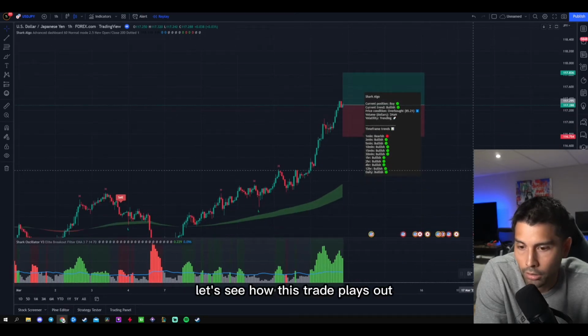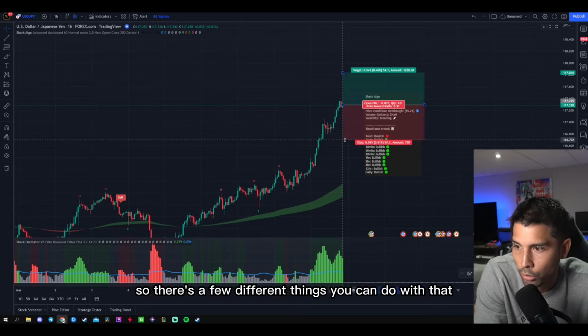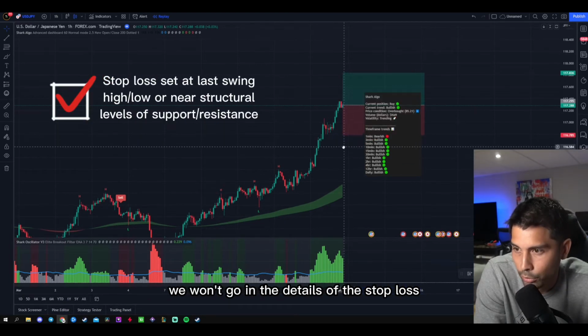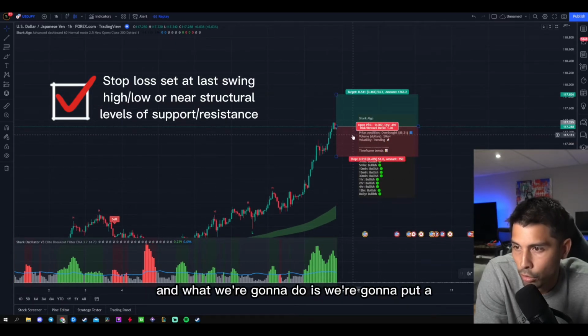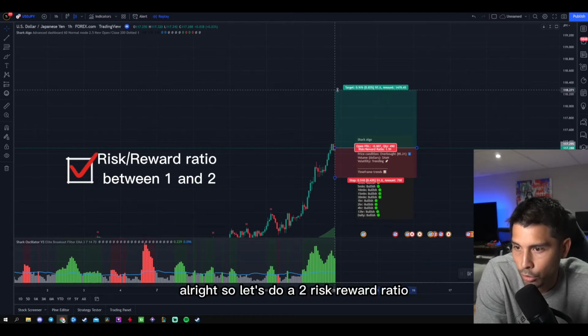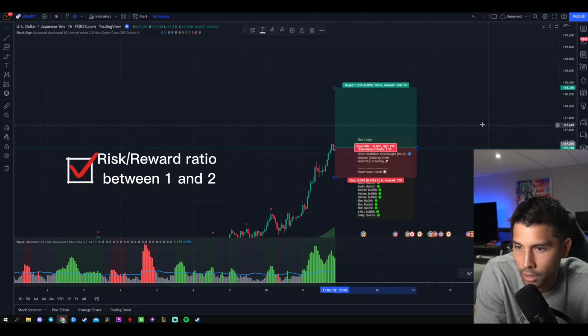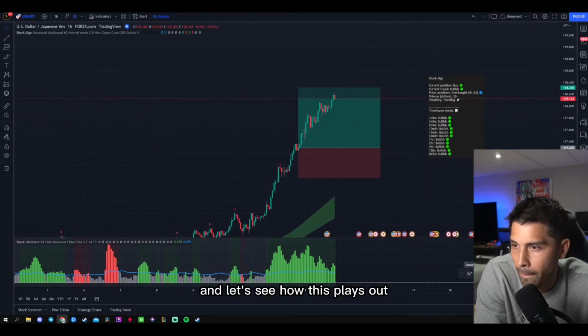And from there, let's see how this trade plays out. Our stop loss is usually set to our last swing low. So there's a few different things you can do with that. We won't go into the details with the stop loss. What we're going to do is go to the last swing low as a general rule. And what we're going to do is put a 1.5 to 2 risk reward ratio. All right, so let's do a 2 risk reward ratio. And we're going to hit play. And let's see how this plays out.